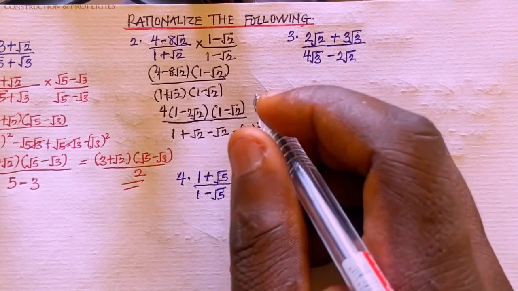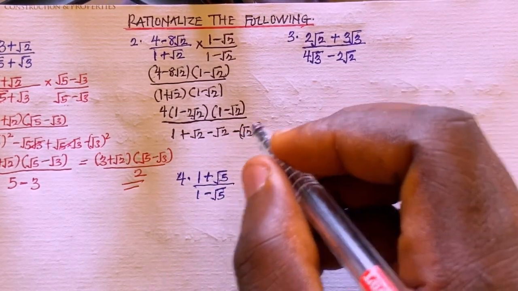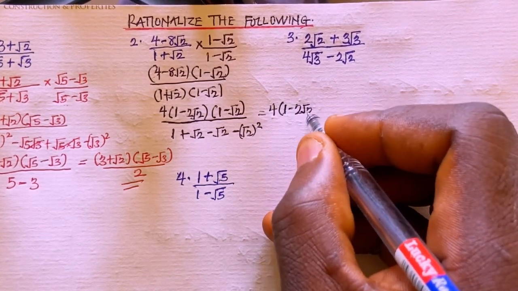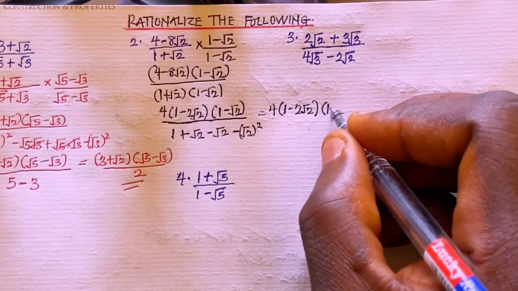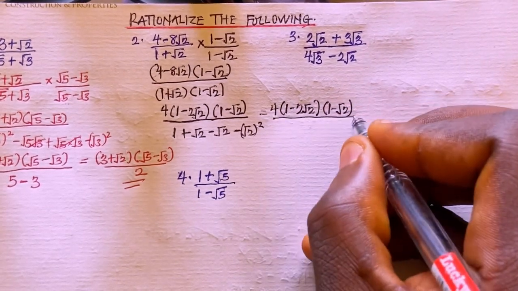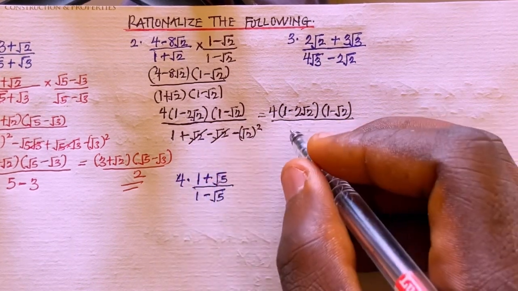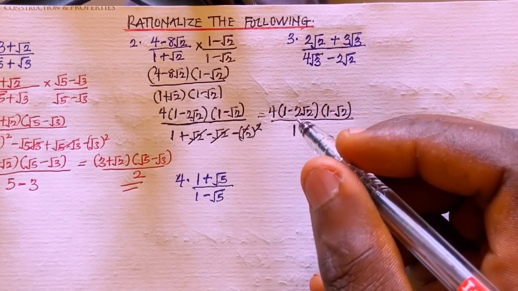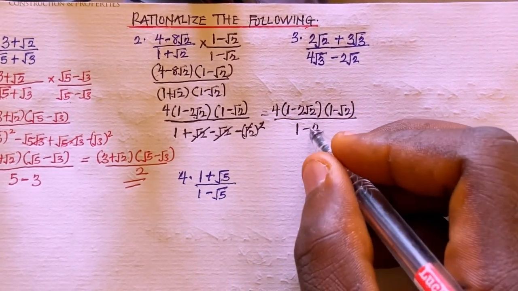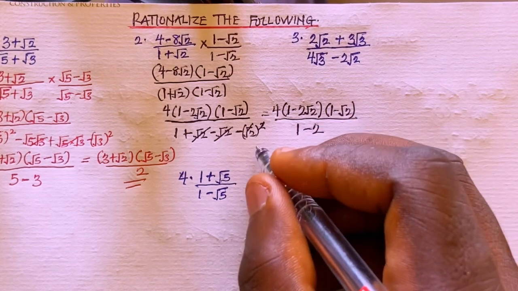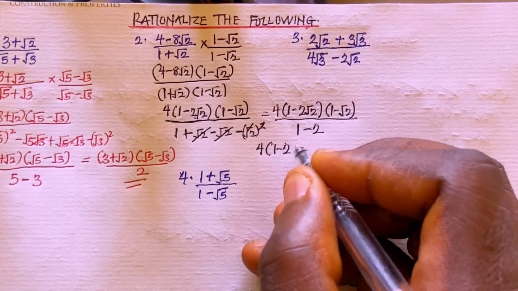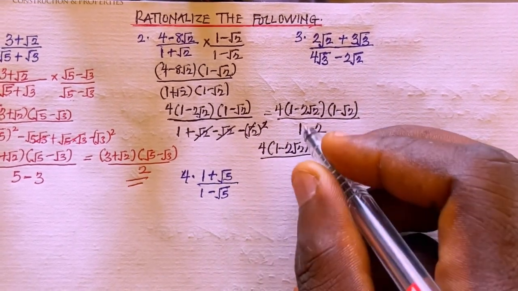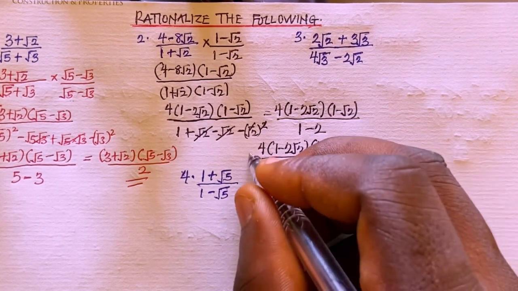If you choose to simplify this expression further, it is equal to 4 in brackets 1 minus 2 root 2, in brackets again 1 minus root 2, then divided by this. Actually, the root 2 terms cancel each other, so you have 1 minus 2. So this expression becomes 4 in brackets 1 minus 2 root 2 in brackets 1 minus root 2, divided by minus 1. You can put the minus here anyhow.